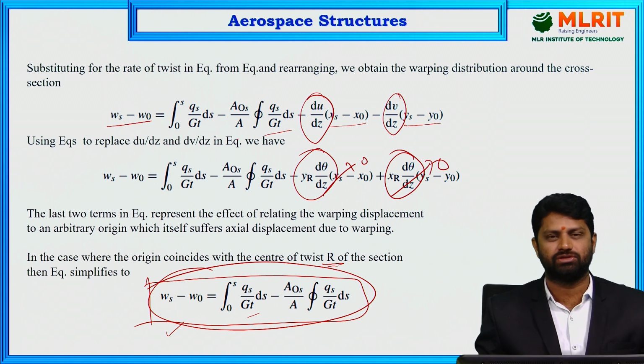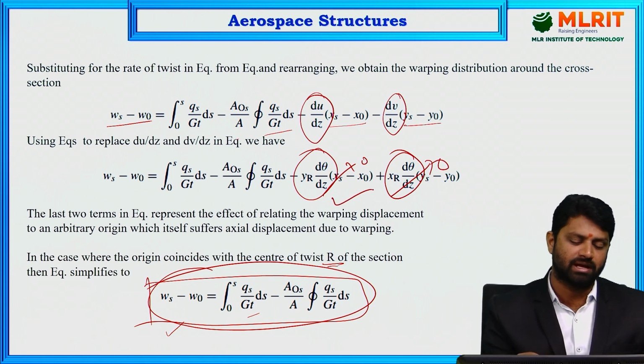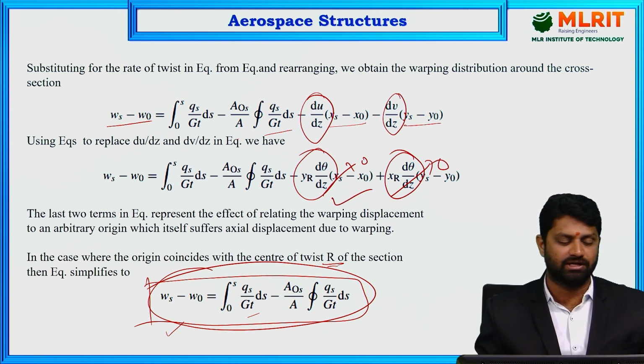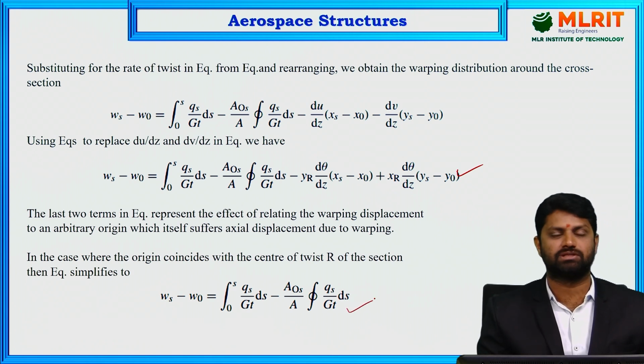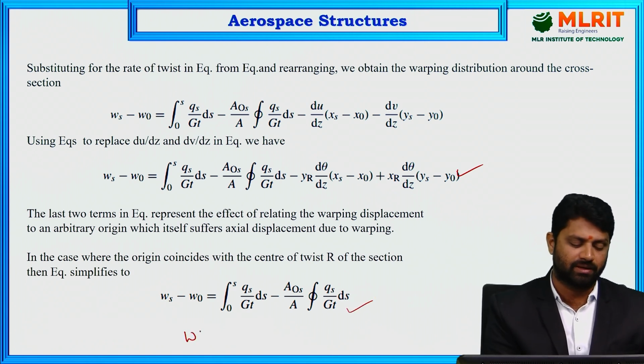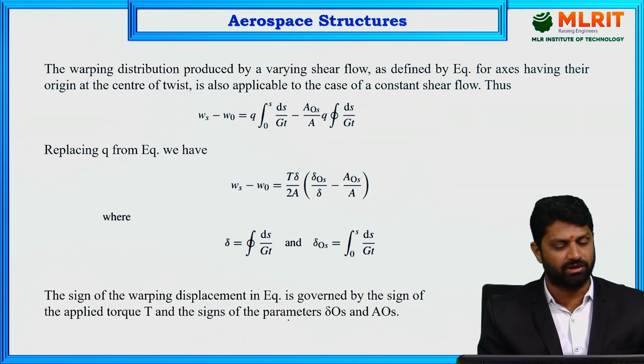This is the warping distribution formula that can be used along with the twist. Usually you will get questions in the examination asking you to find the twist of the section, followed by calculating the warping distribution. Then you have to use this formula according to the center of twist condition, whether the center of twist coincides with the origin or not. If it coincides, you can use this formula and deduce the warping distribution for the given section of the beam. So this is what we discussed about the warping of the cross section.